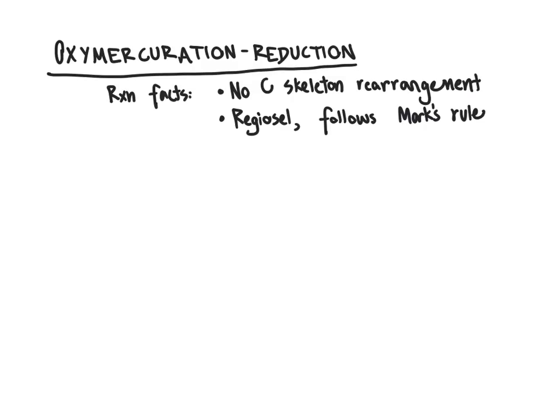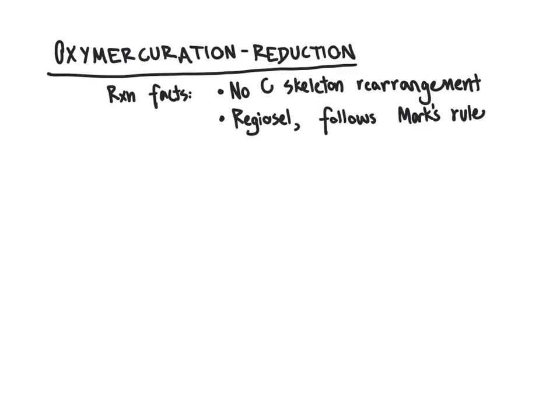With regard to oxymercuration reduction, just a couple of facts as we get started. Number 1, as I alluded to in the last few moments, there will be no carbon skeleton rearrangement during oxymercuration reduction. In other words, we're going to directly add H and OH across the carbon-carbon double bond without any rearrangements during the process. So no movements of methyl groups or hydrogens along the way. Additionally, you can expect that this reaction will follow Markovnikov's rule in terms of where the H adds relative to the OH in the reaction.